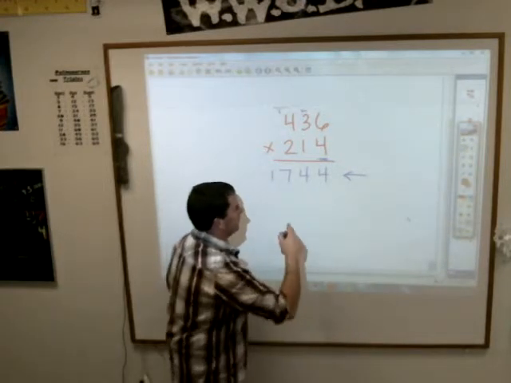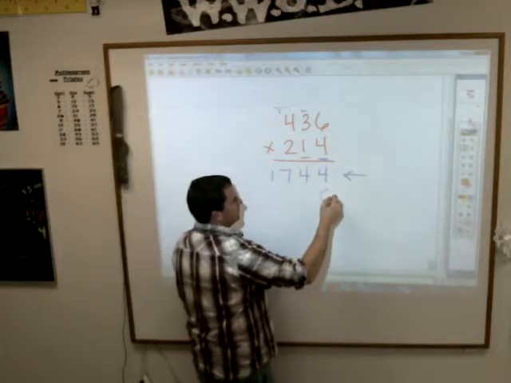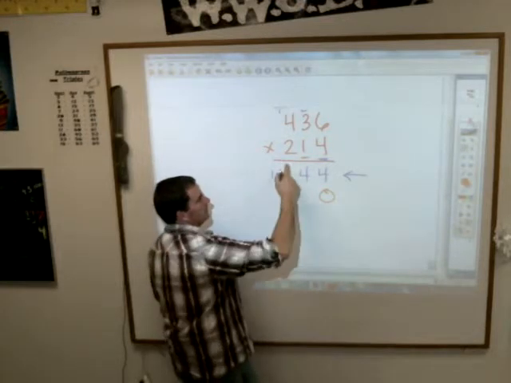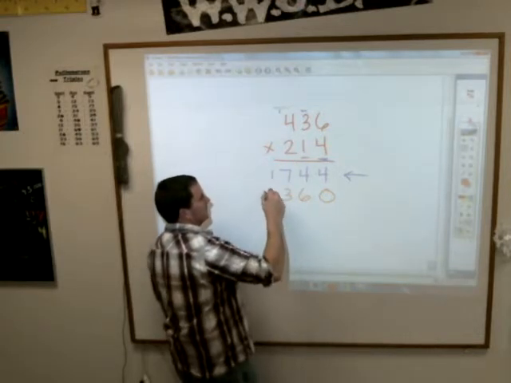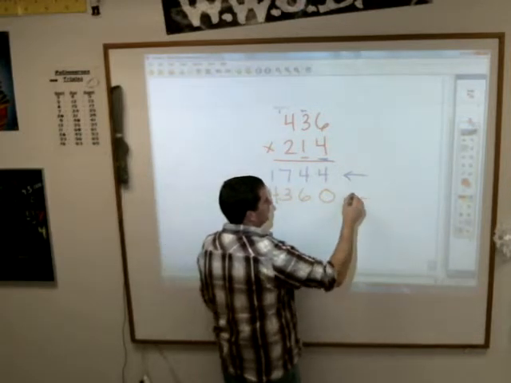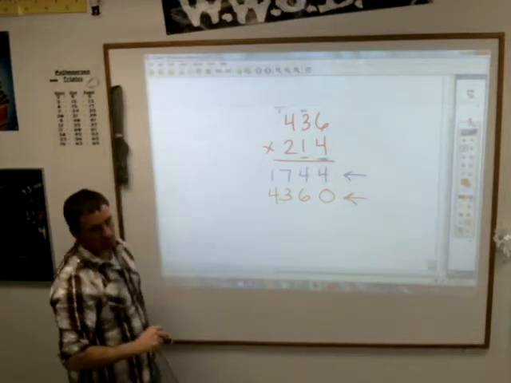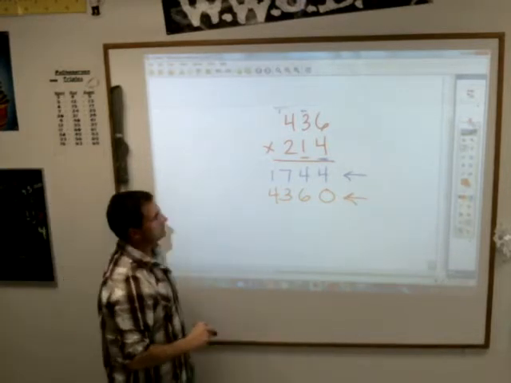When you get to the second row, when you get to the 1, you have to start by adding a 0. And then you multiply 1 times 6, 1 times 3, 1 times 4. How many people got row number 2 right? So far we're on a roll.